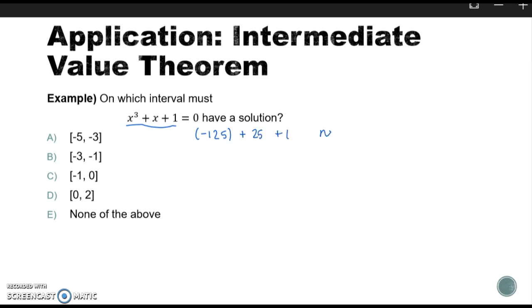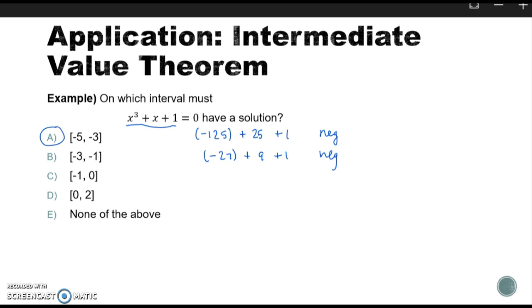And that's a negative value because of the negative 125. And then if I plug negative 3 into this function, I get negative 27 plus positive 9 plus 1. Well, that's also negative. So I don't have any guarantee that there'll be a 0 in between those two values.